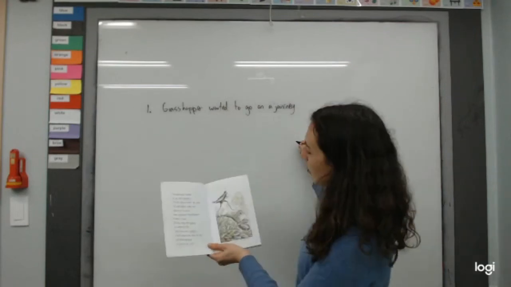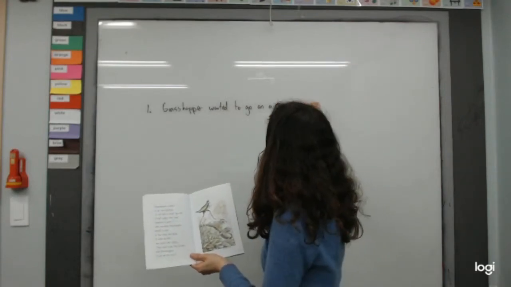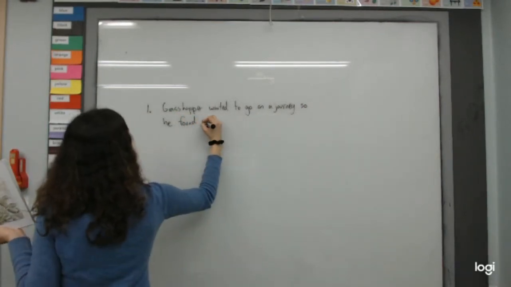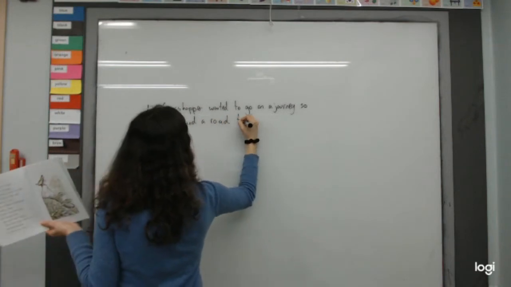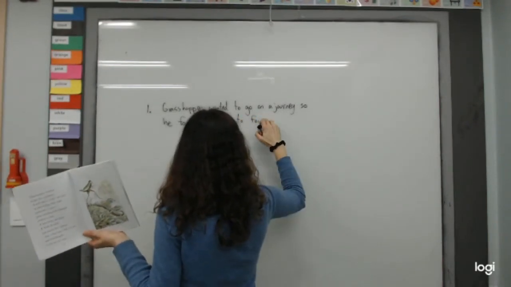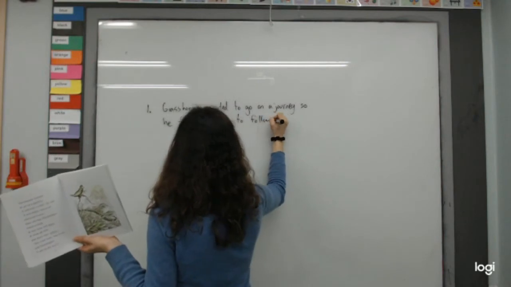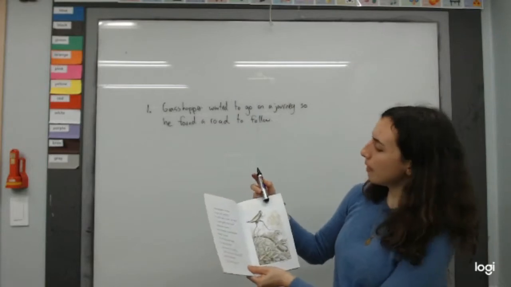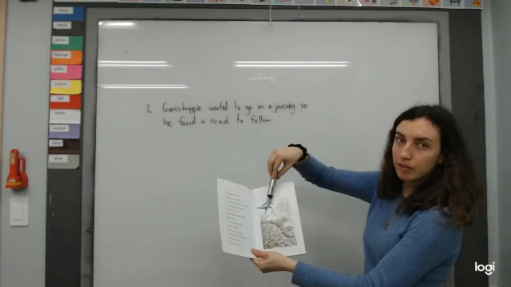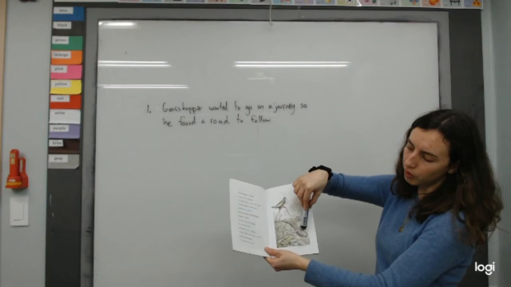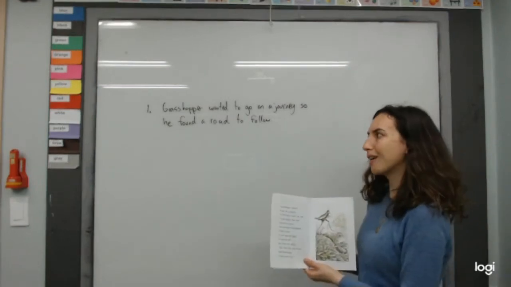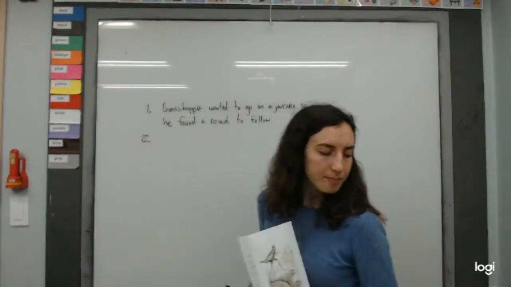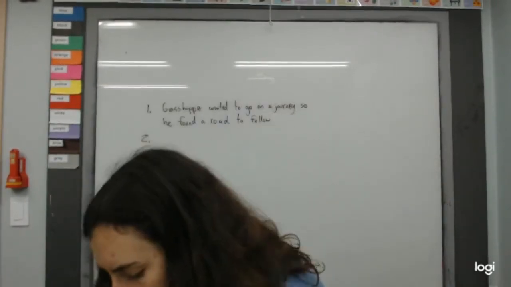And then Grasshopper found a road. So he found a road to follow. Okay, and we see in this picture, Grasshopper, he found the road, and he's going to follow the road, and we do not know where the road will go. Okay, the next question, sorry.